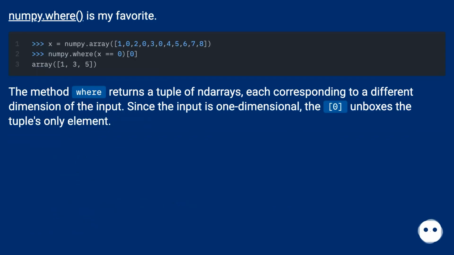np.where is my favorite. The method where returns a tuple of arrays, each corresponding to a different dimension of the input. Since the input is one-dimensional, the [0] unboxes the tuple's only element.